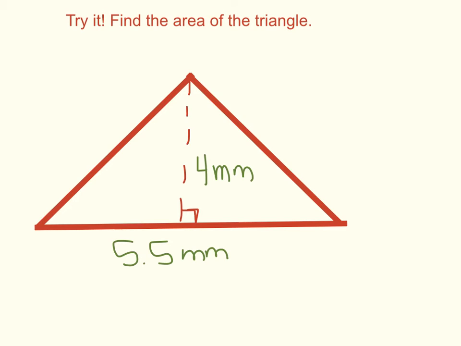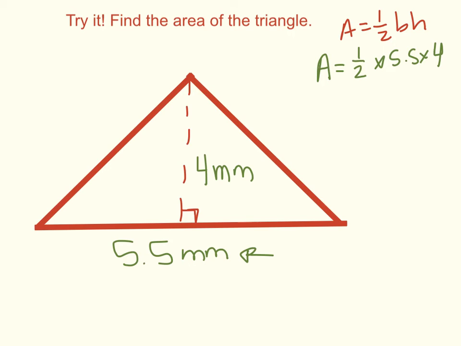Alright, now it's a try it problem. Go ahead and find the area of this triangle using your formula. Area equals 1/2 base height. Okay, let's go ahead and solve this problem. Hopefully your problem looks something like mine. We don't have the area. 1/2 will stay the same. Our base is 5.5. And our height is 4.